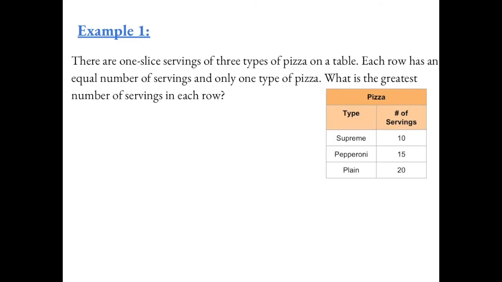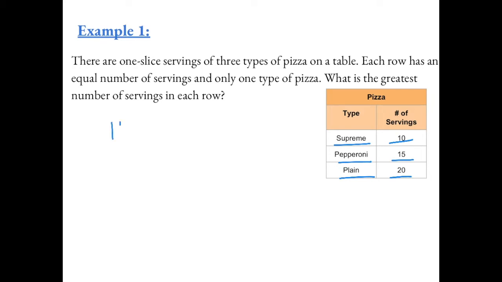Example 1. There are one-slice servings of 3 types of pizza on a table. Each row has an equal number of servings and only one type of pizza. What is the greatest number of servings in each row? So we want to find the greatest common factor between each type of pizza to see how many slices of each pizza can be on a table so that we have an equal amount of each type.